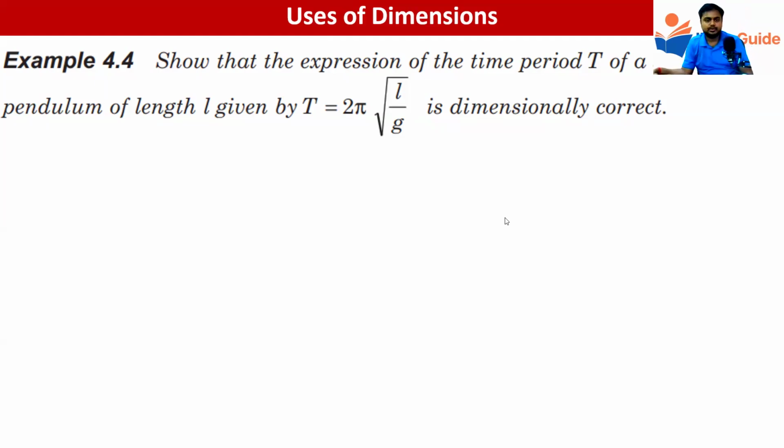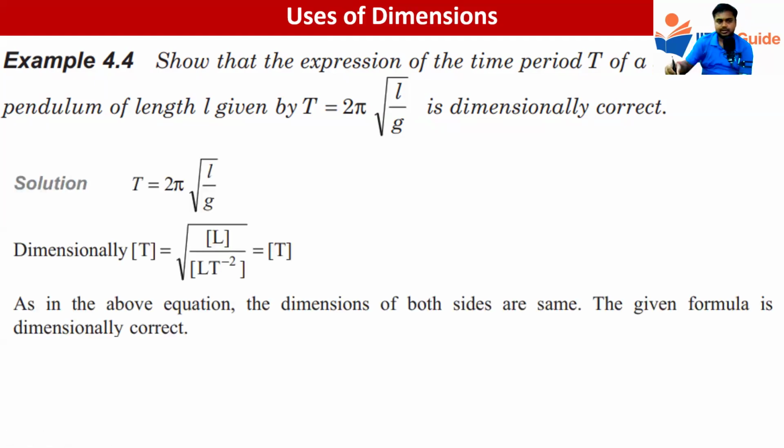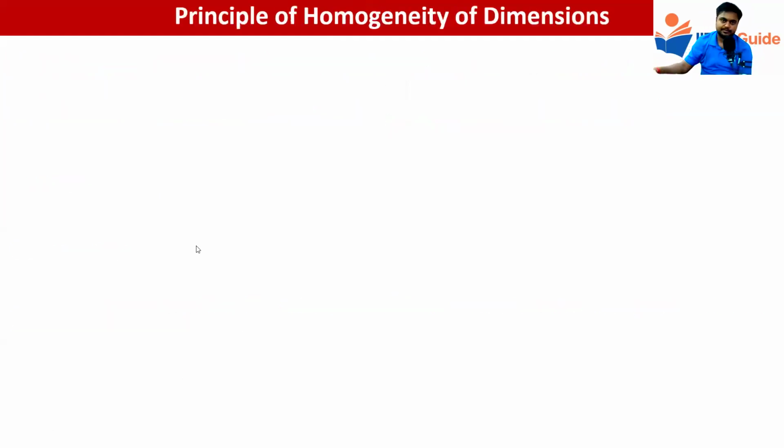Good. So root L by g. It's going to be root meter divided by meter per second square. So that's going to be seconds. Okay.